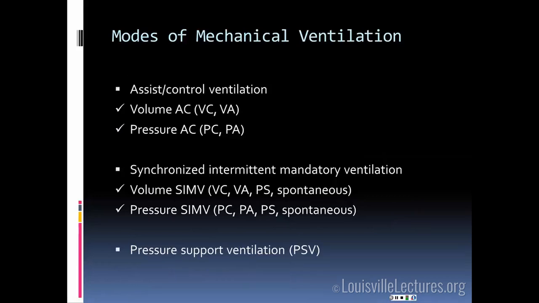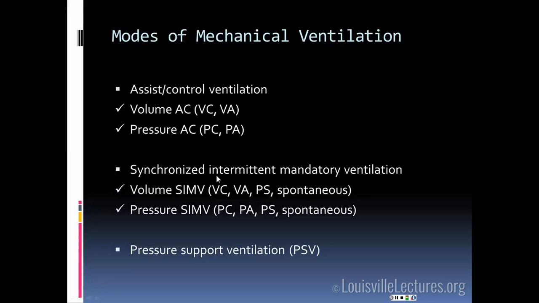So with that, we talked about the 4 types of breath, okay? Volume assist, volume control, pressure assist, and pressure control. And then we talk now about the modes of mechanical ventilation. So you can have an assist control mode, and this assist control might be volume assist control, or pressure assist control. If you are on volume assist control, you're going to have volume control type of breath and volume assist type of breath. If you are on pressure assist control, you're going to have pressure control type of breath and pressure assist type of breath. Then the other mode is SIMV, which can be volume SIMV and pressure SIMV.